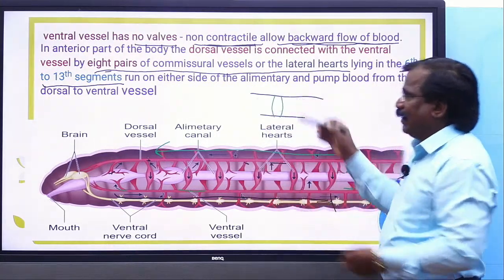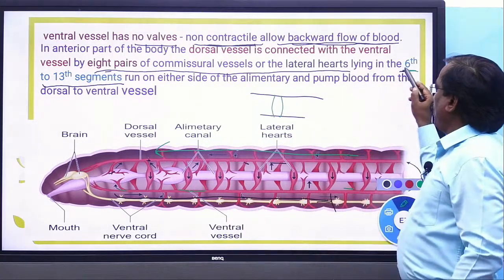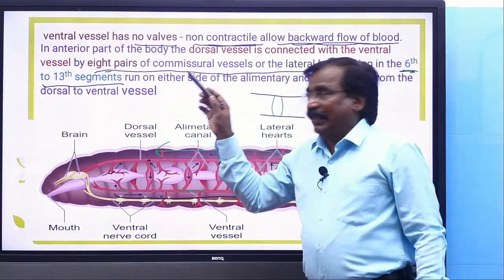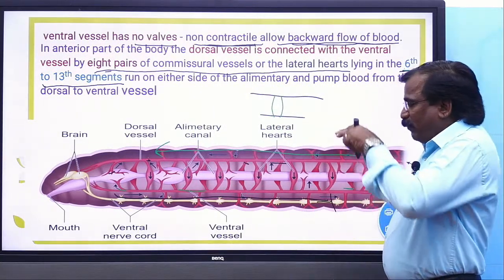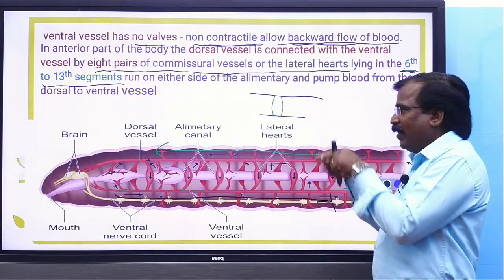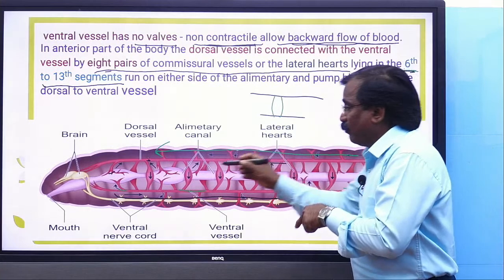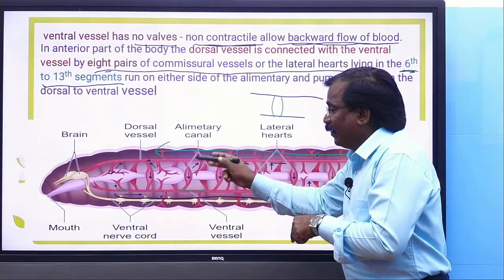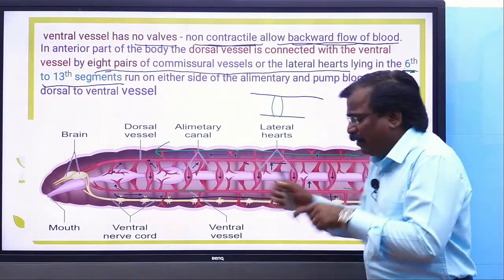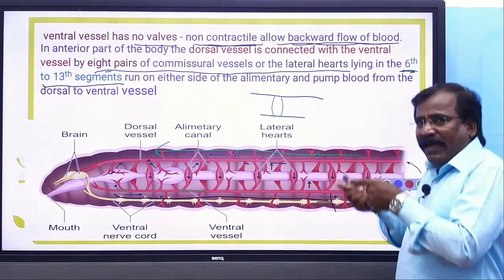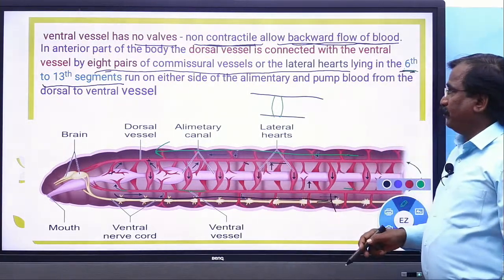Lateral vessels, lateral 8 pairs, that is 8 pair that start from 6th to 13th, paired structures. 6th segment, 1 pair, connect the dorsal and ventral. 7th, 8th, 9th, similarly up to the 13th segment that connect both the dorsal and ventral blood vessels. Okay, that runs either side of the alimentary canal.